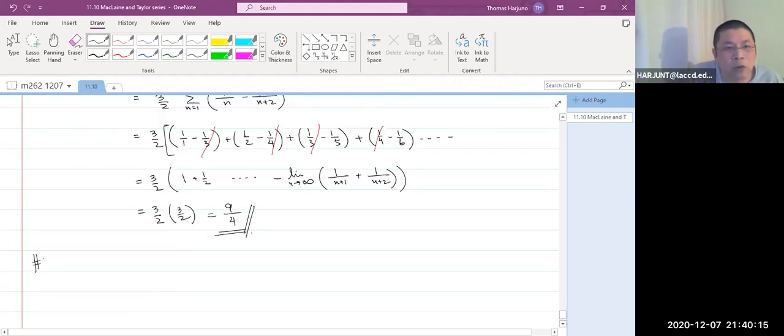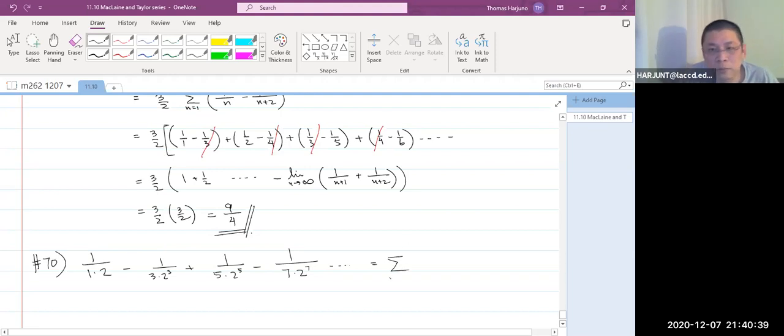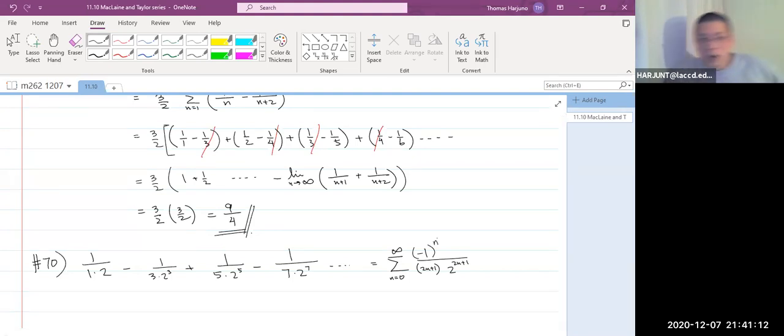Okay, very last question. I feel like I don't really want to leave you. Number 70. 1 over 1 times 2 minus 1 over 3 times 2 cubed plus 1 over 5 times 2 to the 5th. So this is the summation from 0 to infinity. 1, 3, 5, so there will be 2n plus 1, right? And 2 to the 2n plus 1. Oh, alternating. Ta-da! Can you tell what is the sum?